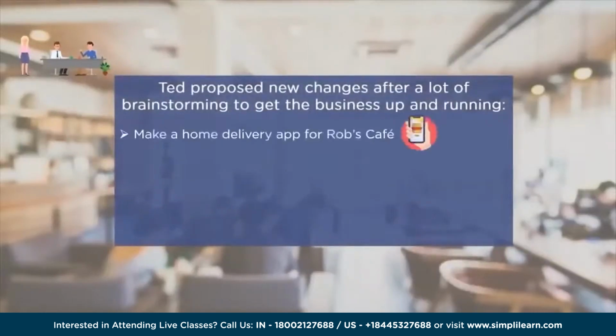His first suggestion was to develop an exclusive home delivery app for Rob's Cafe. This way, Ted knew that business would improve as customers prefer home delivery in the current scenario. Next, Ted suggested that Rob have work from home meal boxes added to his menu. Many professionals are working from home currently, and having work from home meal boxes would be a good pick for such professionals in the middle of a busy day.